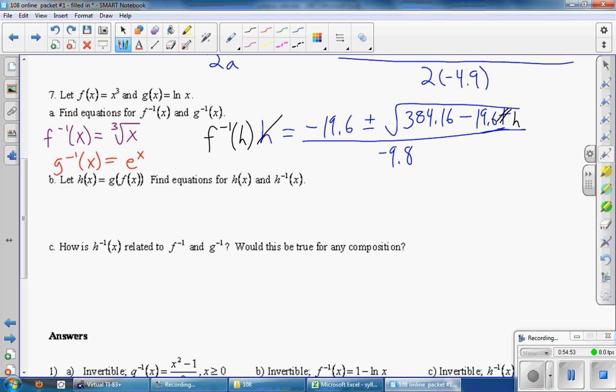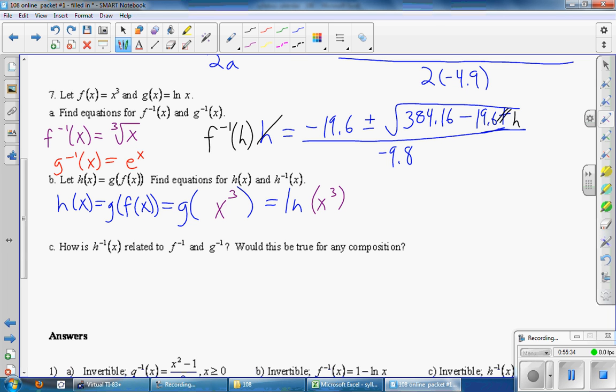Part B, let h of x equal g of f of x. Find equations for h of x and h inverse of x. Okay, let's try that here. So h of x first. Okay, definition says it's g of f. We'll go inside to the outside. So I'm just going to put here in the parentheses the f function, which is, where's the f function? It's x cubed. And then g of x cubed is just ln of the thing in the parentheses, x cubed. So that right there is the function for h of x.